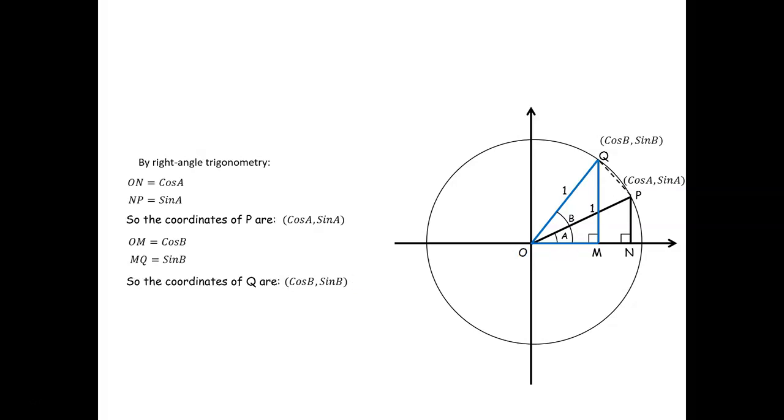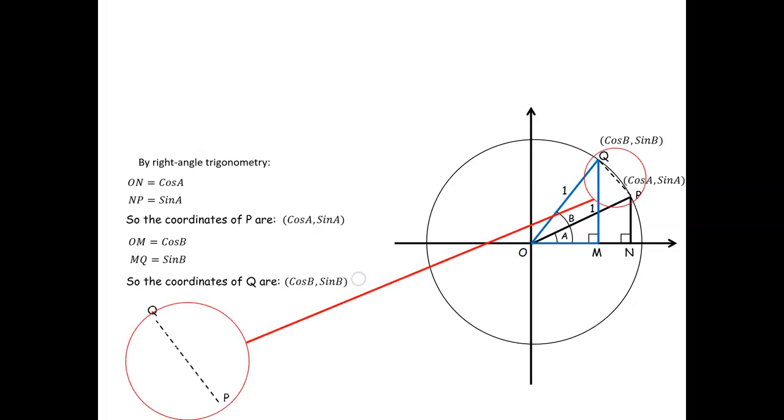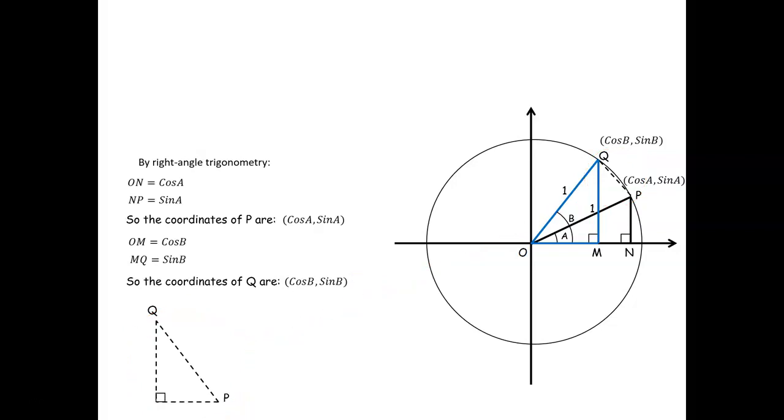Now, if I join P to Q and I zoom in on this line segment here, I can draw a right-angled triangle, and my base is just the difference in the x coordinates, and my height is just the difference in the y coordinates. So my base is cos A minus cos B, and sine A minus sine B. And we just take their positive version there because we're thinking about lengths.